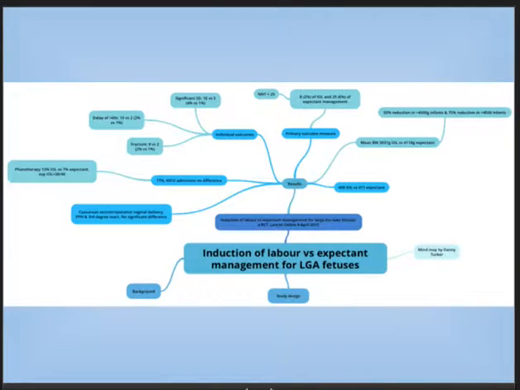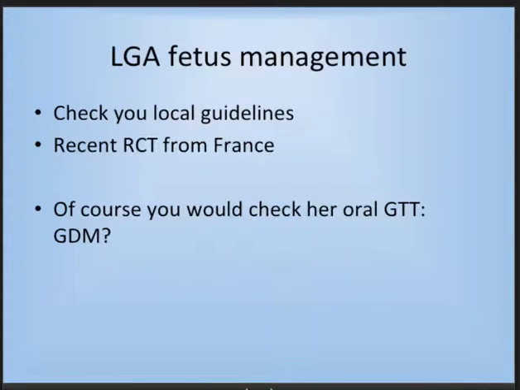Well, it depends in what clinic, what hospital, what part of the world you work, but most of us would, based on a big randomized clinical trial, and you see here a beautiful mind map of this trial, where it shows that in this scenario, the baby is better off when we induce labor rather than waiting. Good. Of course, in this scenario, we check extra how our oral glucose tolerance test was at 26 to 27 weeks, because it could point at gestational diabetes.